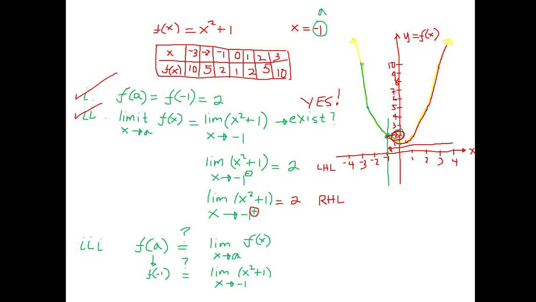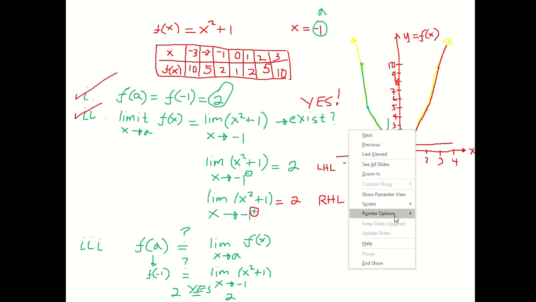So we have proven that the limit exists and that it is equal to 2. And f(-1), we have calculated this also equal to 2, right? So we can say that both are equal. So therefore, we have yes. So the answer here is yes. They're equal. So we can say that, well, this is our conclusion.